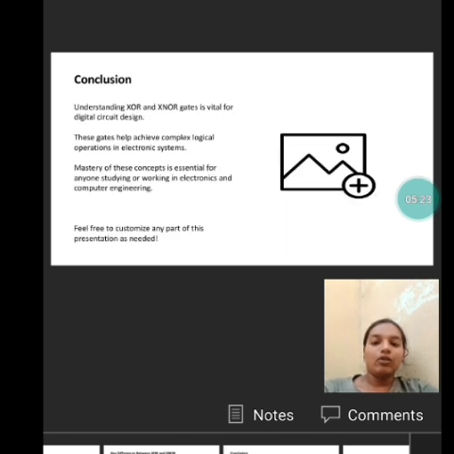Next slide, conclusion. Understanding XOR and XNOR gates is vital for digital circuit design. These gates help achieve complex logical operations in electronic systems. Mastery of these concepts is essential for anyone studying or working in electronics and computer engineering.